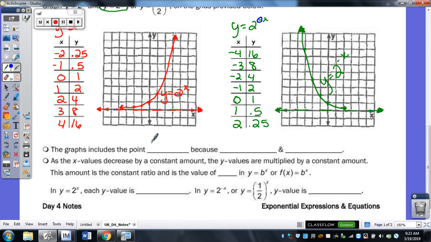So both graphs include the point 0, 1. Because if you remember, 2 to the 0 is 1. 2 to the negative 0, which isn't a thing, but our equation had that negative sign up there, would also still be a 1.